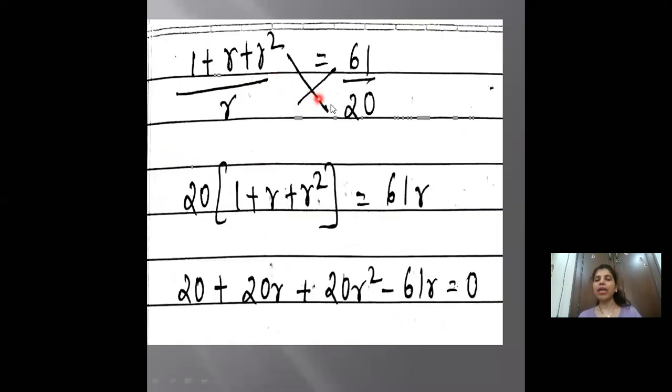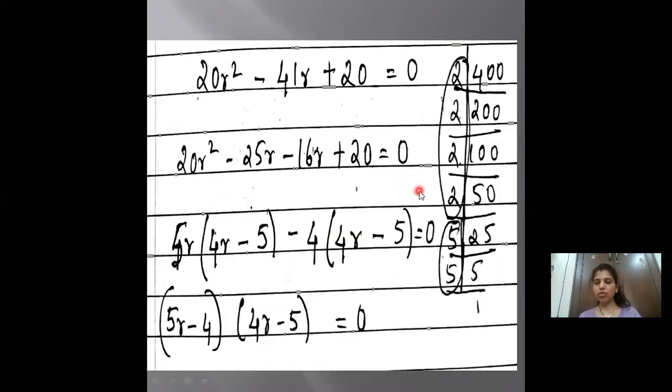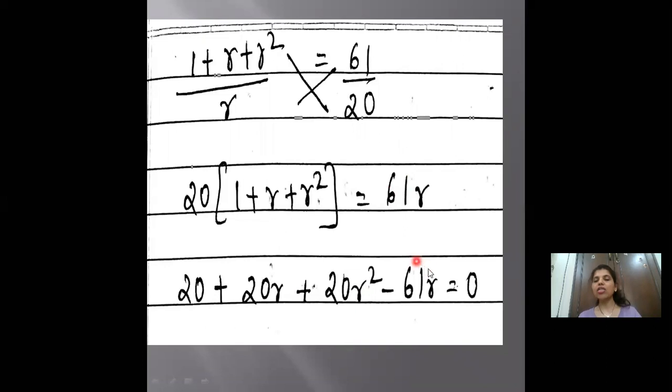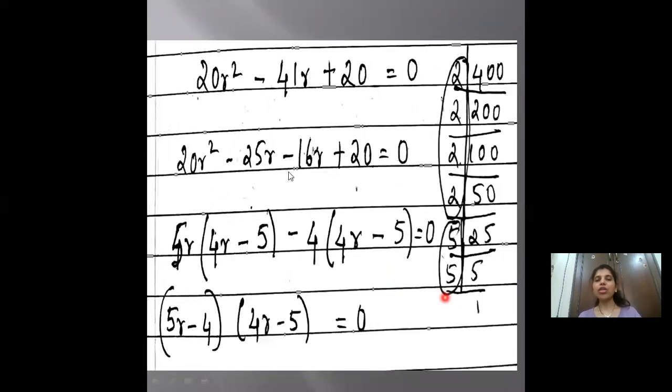When you multiply this denominator with this numerator, and this denominator with this numerator, you get 20 into 20r plus 20r square. So 20 plus 20r plus 20r square is equal to 61r. So you will subtract 61r by bringing this 61r to this side, is equal to 0. Now you'll get it in quadratic equation form: 20r square minus 41r plus 20 is equal to 0.